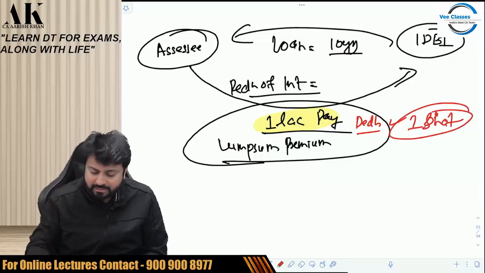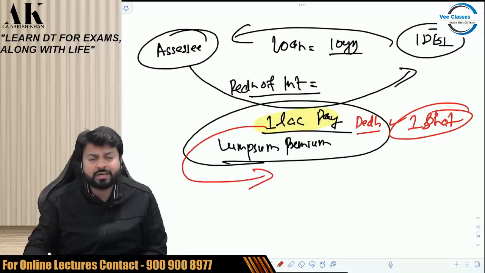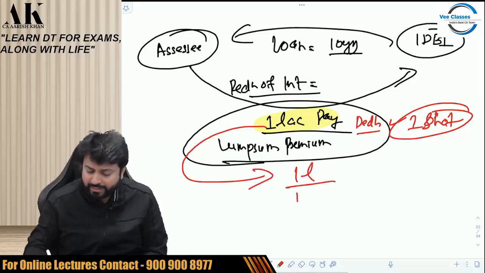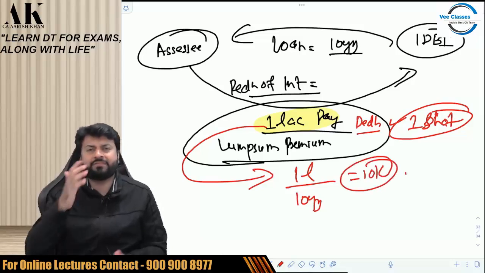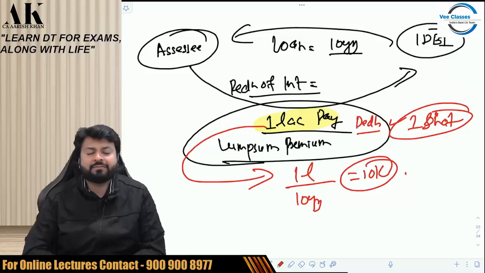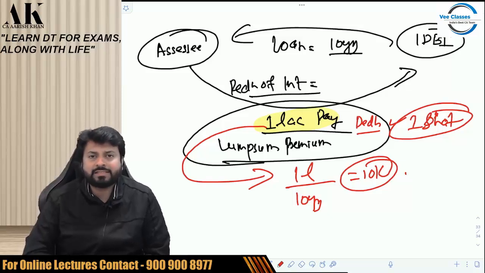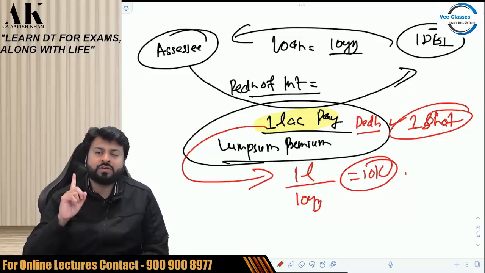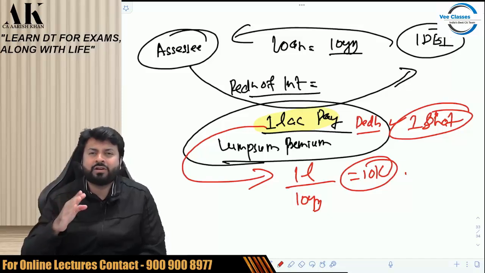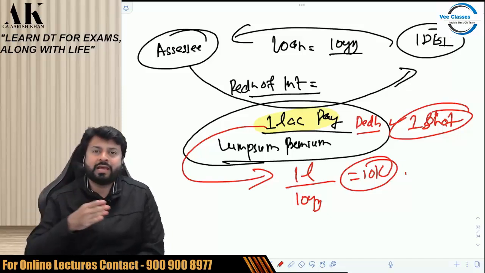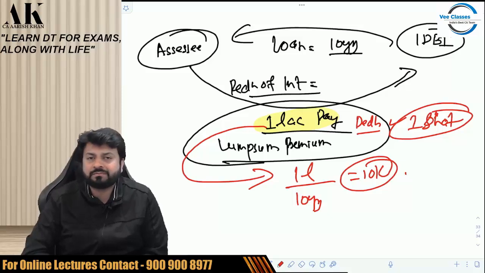But the AO, the assessing officer, said that I will not allow you this deduction in one shot, but I will allow you 1 lakh divided by 10 years. I'll allow you 10,000 every year. This is the fight between the taxpayer and the department. The assessee is saying that I want deduction in one shot. The department is saying no, we will allow deduction in 10 years over the life of the loan.